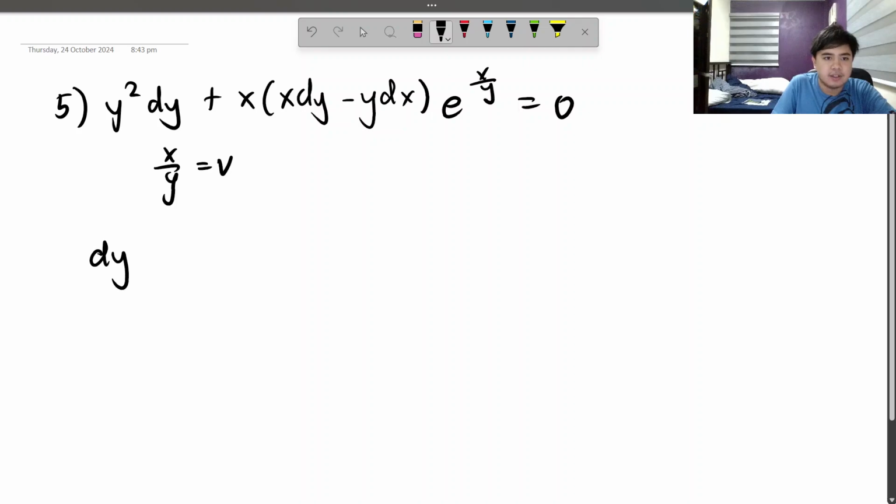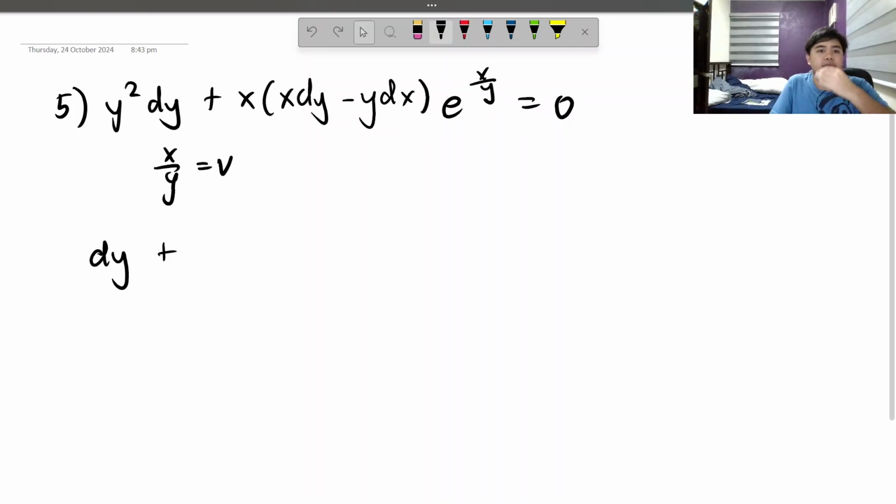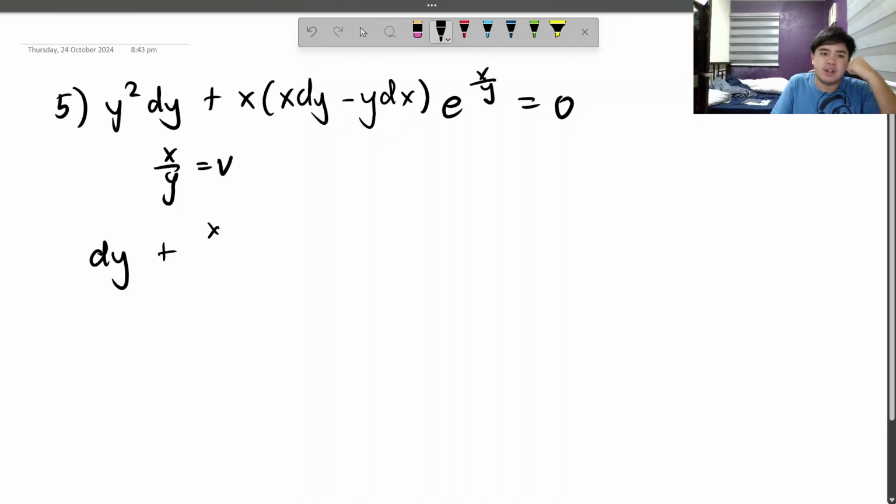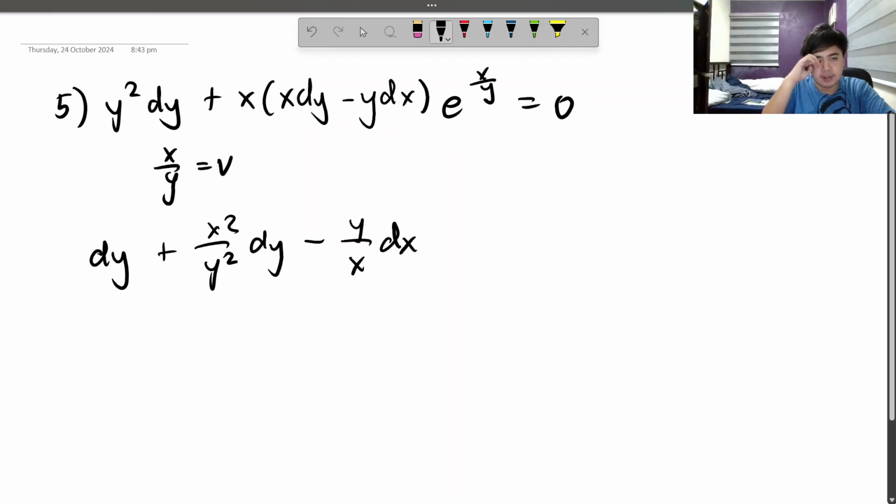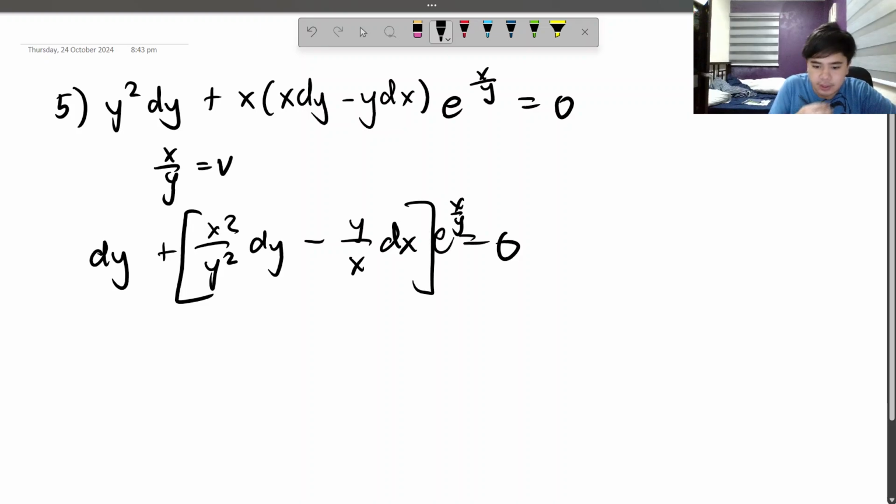So dy plus this is going to be x squared over y squared dy minus this is y over x dx. And we can forget about e to the x over y right here.